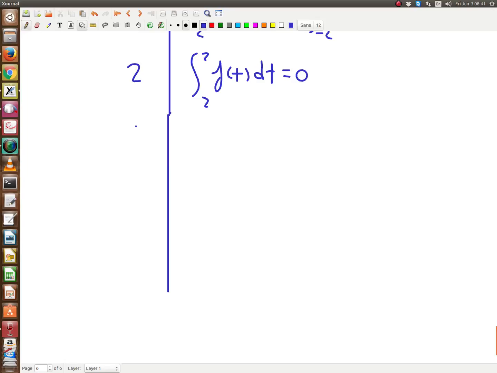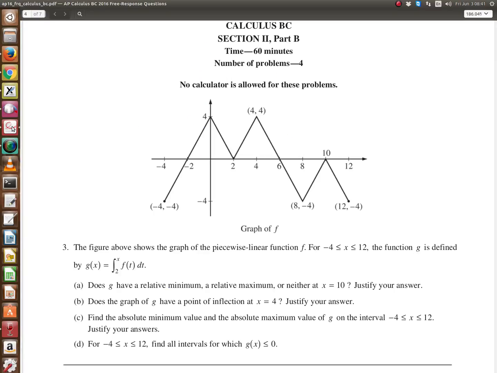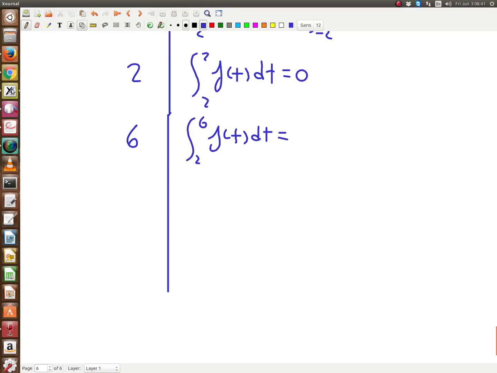At 6, we had another 0 for g prime. So what is the area from 2 to 6 of f of t dt? Let's see it. From 2 to 6, well, that's another triangle of area 8, isn't it? There you go, done. All right, so that's going to be 8. We don't have to negate anything because it's going from 2 to 6. Not 2 to -6, right?